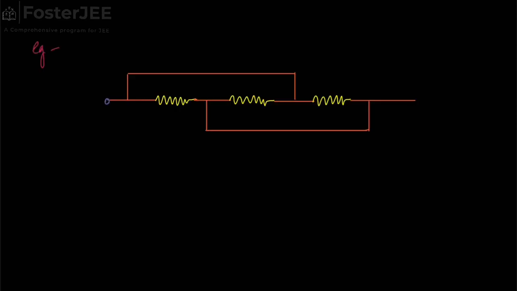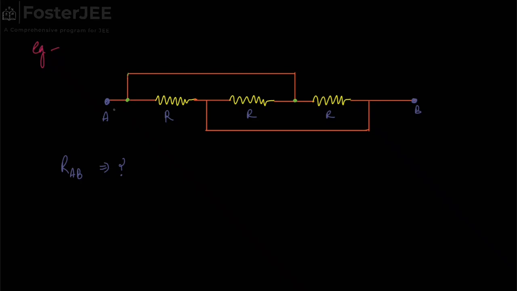Suppose we have this point A and this point is B. All the resistors have the same resistance value, that is R. We have to find the resistance between A and B. So, how will we proceed? In these cases, it is advised to first analyze every portion, that is every junction.